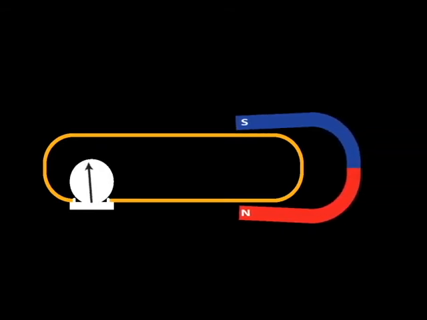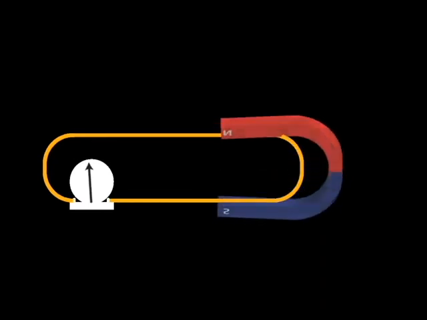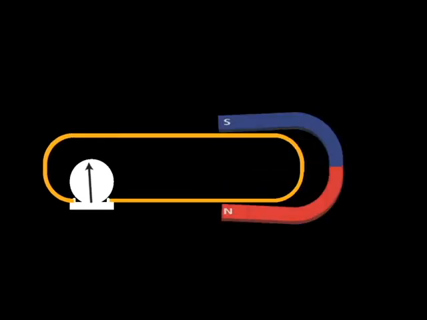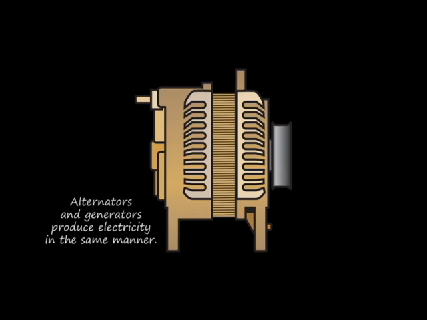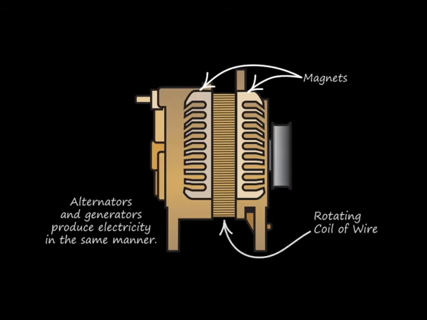If a moving magnet can move electrons down a length of wire, then a constantly rotating magnet can keep the electrons constantly moving. That's how a generator works. Except in a generator, the magnet is stationary and a coil of wire is constantly rotating within the magnetic field. It has the same effect.